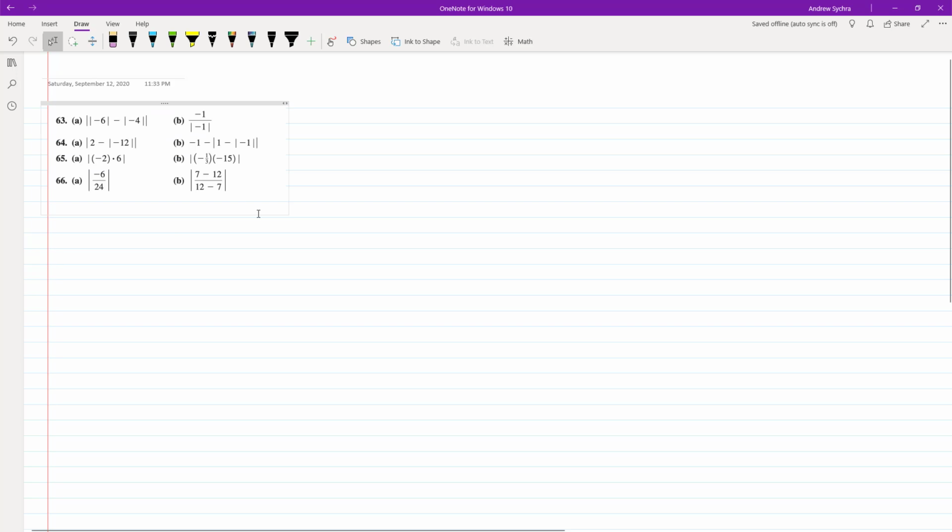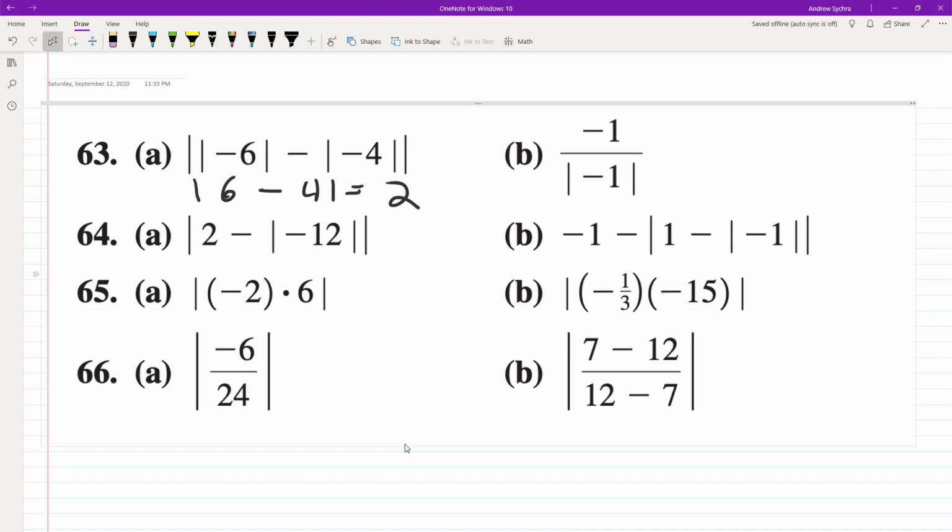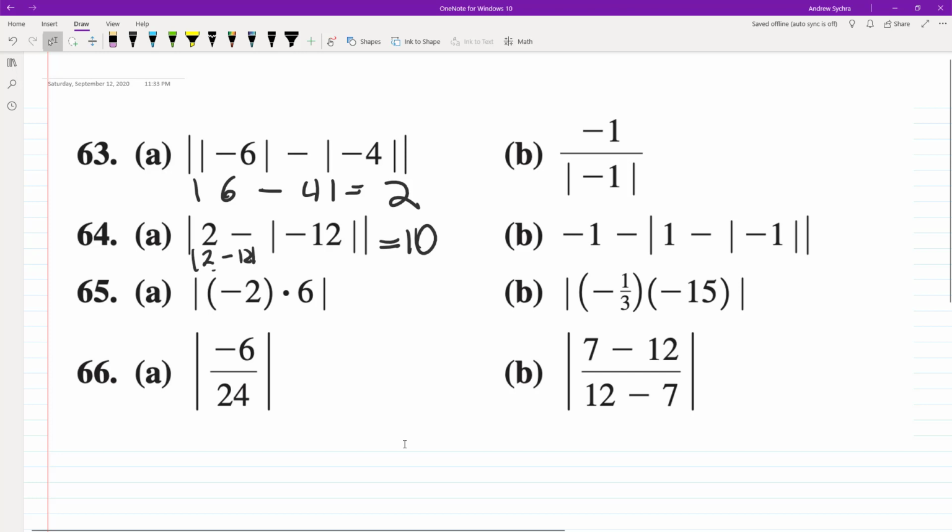63 through 66. Yikes. All right, so what we get here is 6 when we evaluate the absolute value signs, -4. We get 2 inside. Absolute value of 2 is 2. 2 minus 12. Absolute value sign of that, so that's -10. Absolute value of -10 is equal to 10. Oh, sorry. I'll just do the left column first. So we get -12 on the inside here. Absolute value is equal to 12.